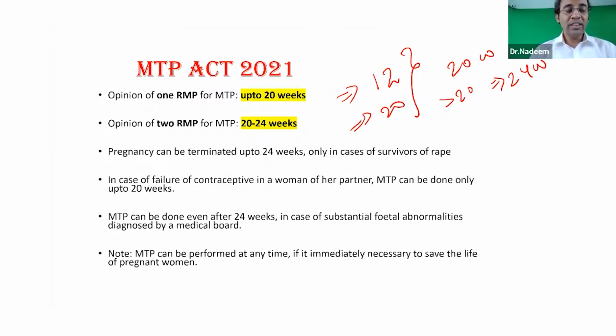Fine now? This was the question last time in December. See here: MTP, medical termination of pregnancy, can be performed maximum up to how many weeks of pregnancy? Maximum up to 24 weeks. Easy to understand?